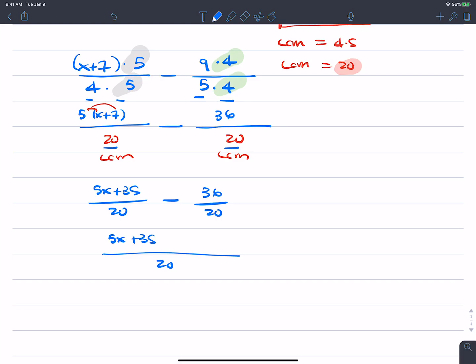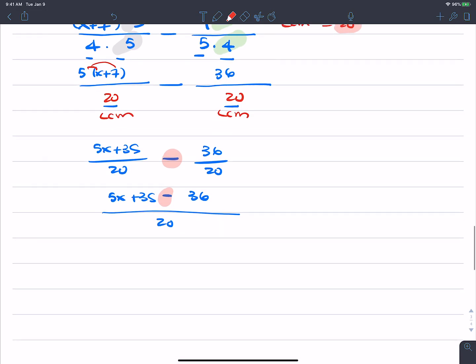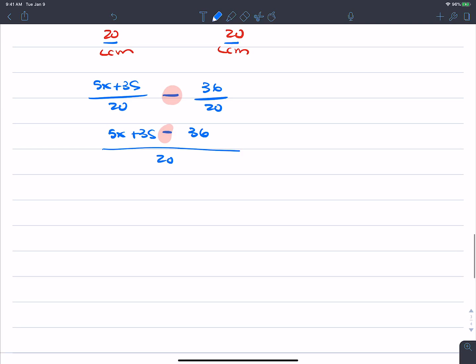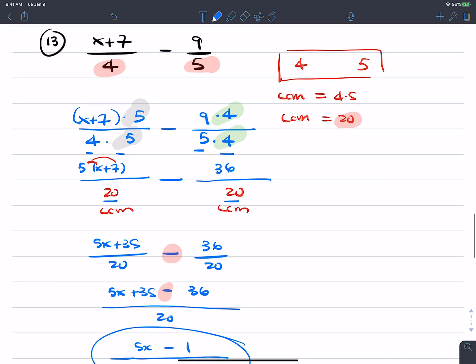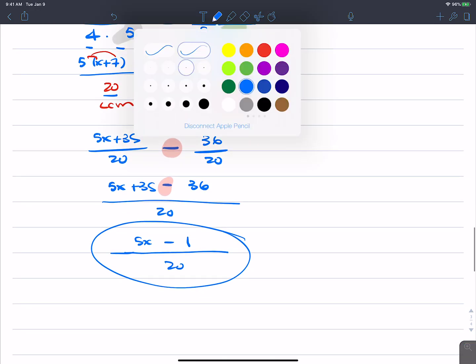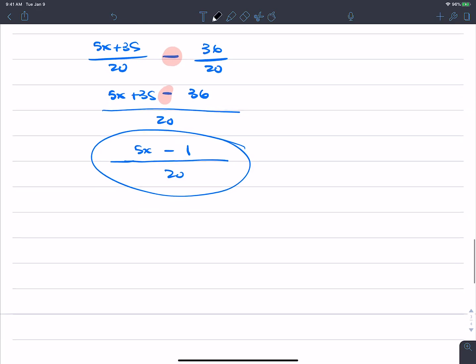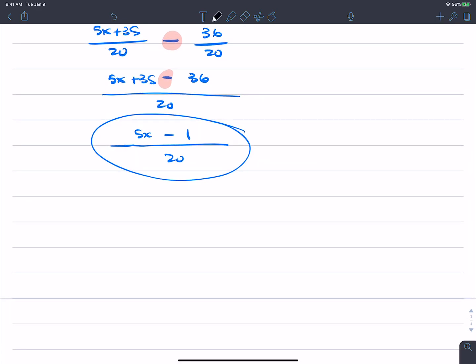So 5x plus 35, don't forget that this is minus 36, because we have a subtraction here. And we're subtracting only one term. So this time, out of 20, you get 5x, and that's 35 minus 36, which is minus 1. And you are done. 5x minus 1 over 20. So this is the answer to number 13. Notice this fraction, this rational, is simplified.